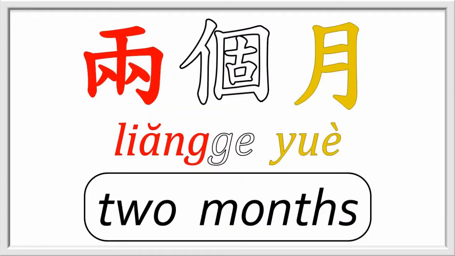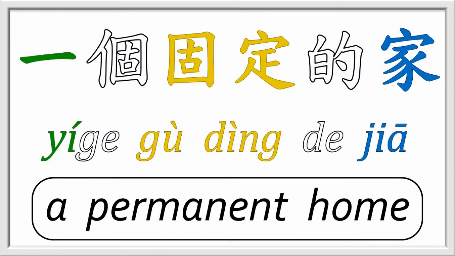As we learned in Lesson 18, 二月 means February, month number 2. And now we have 两个月, meaning 2 months. A permanent home would be translated as 一个固定的家, with 个 as the measure word. However, if you hear a Chinese speaker use a different measure word than 个, be sure to add that word to your vocabulary and use it instead. There are dozens of very specific measure words that you can learn when you need them.